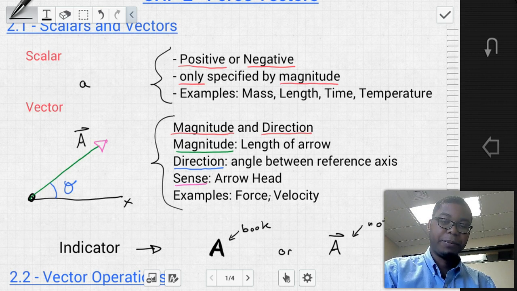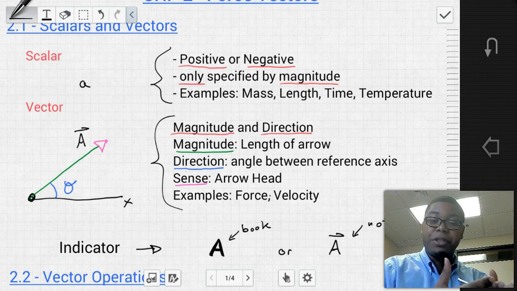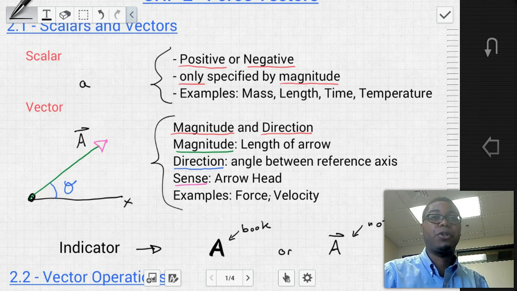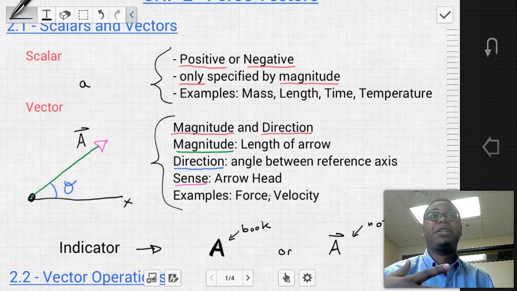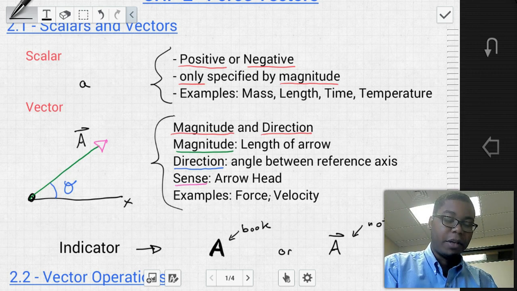Examples of vectors are things such as force, which can be applied in a particular direction along a particular axis or at an angle to a certain axis, velocity, acceleration, or position. The position of an object in space can be described as a vector. It's at a certain distance in a particular direction away from myself or from you.